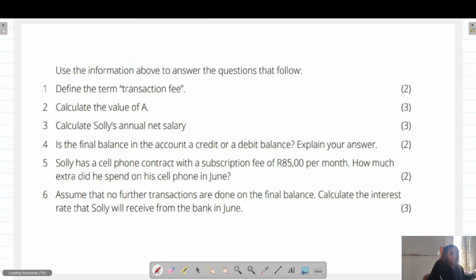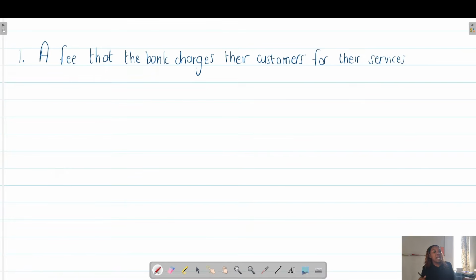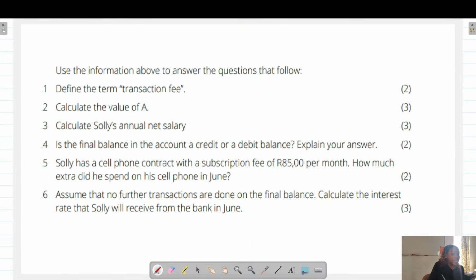Cool stuff. Right, so a transaction fee is a fee that the bank charges their customers for their services. Cool stuff. Let's go to question number 2. Calculate the value of A.